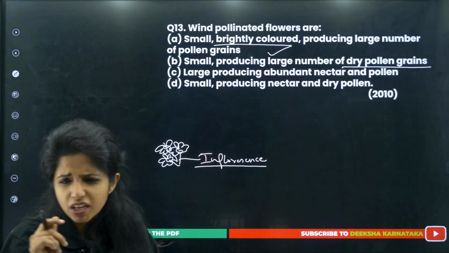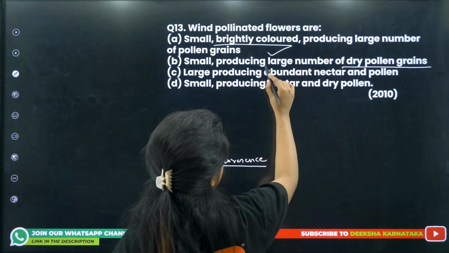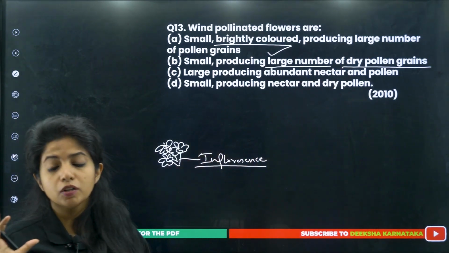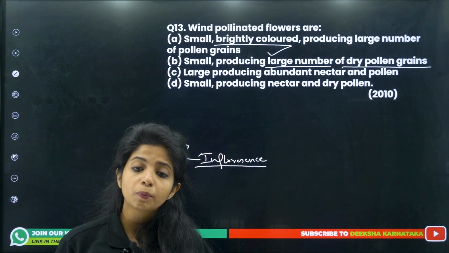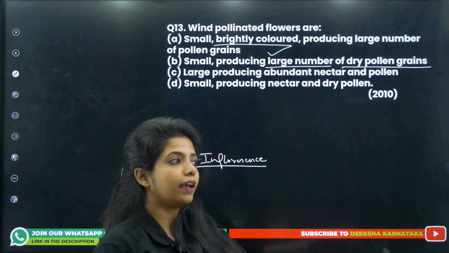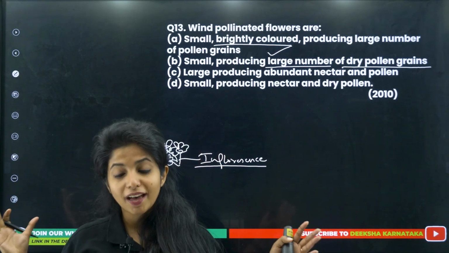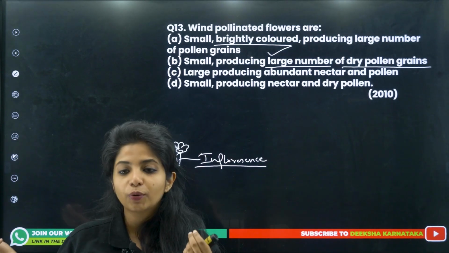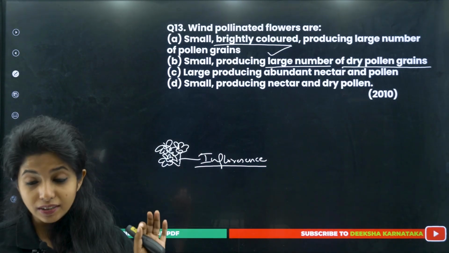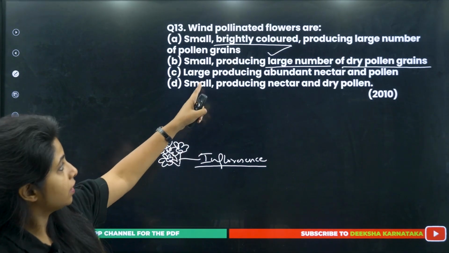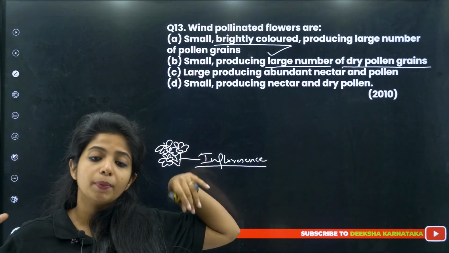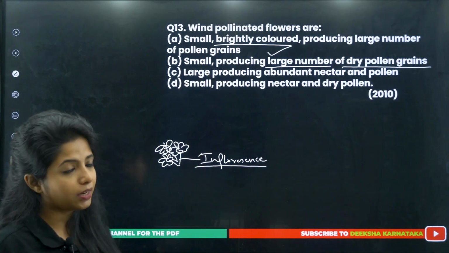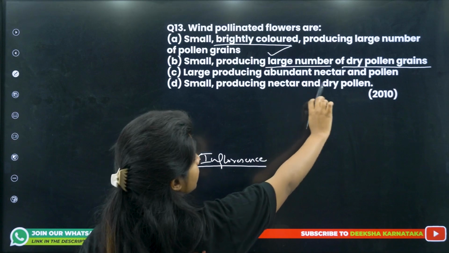Why large number? Again, each word of this particular statement is very much important. Large number because it's wind pollination. We cannot assure the wind can go there, the wind can go here. We should have a number of pollen grains, so at least one should go and land on the stigma when we need it to, right? So, obviously, this is the correct answer. And small, obviously, if it is very big, can it move around? No. So that is also one thing. Large, producing abundant nectar and pollen.